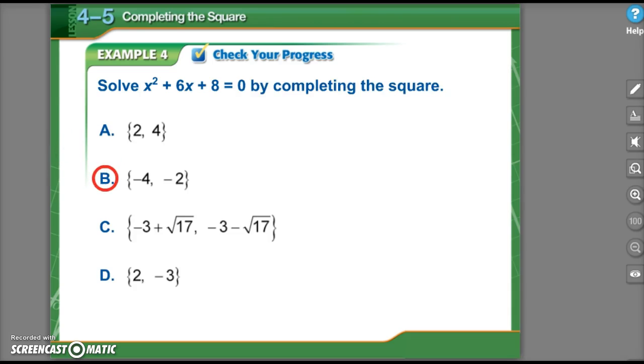And our answer here is B. The two x values are negative 4 and negative 2.